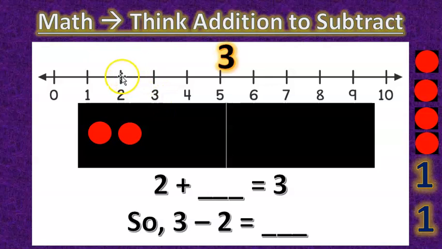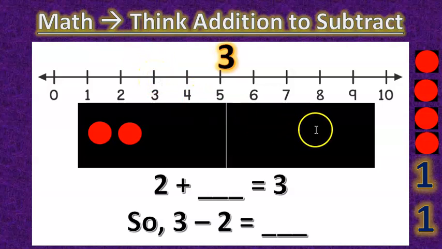This is 3. Remember, you're going to count by ones. Repeat after me. Say, I am going to count by ones. Now, let's start here and let's get to 3 here because that's our answer. That's going to tell us how many red circles we need to put here. Count with me. 1. Let's count again.